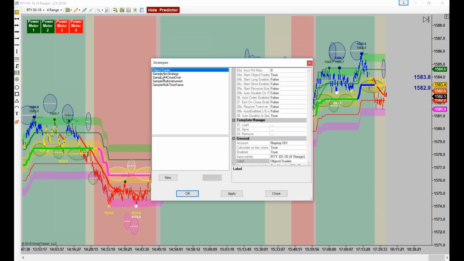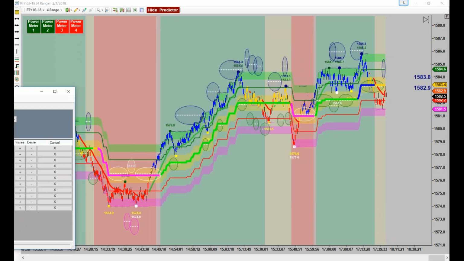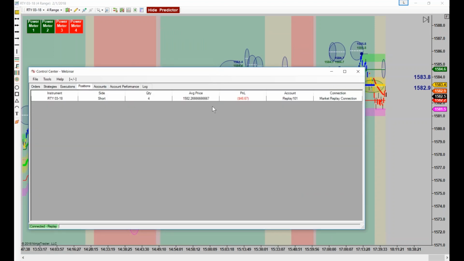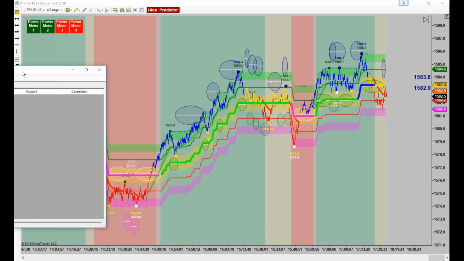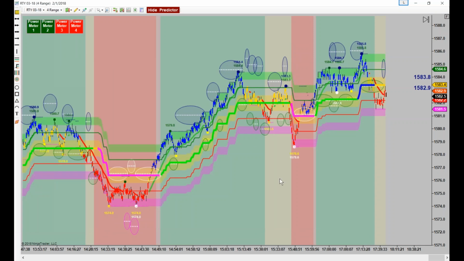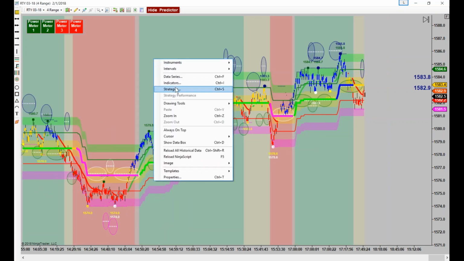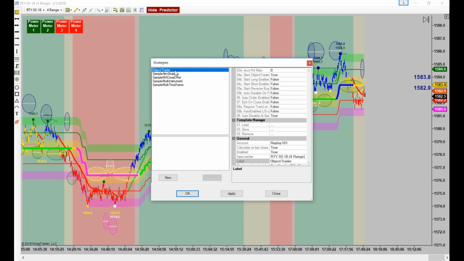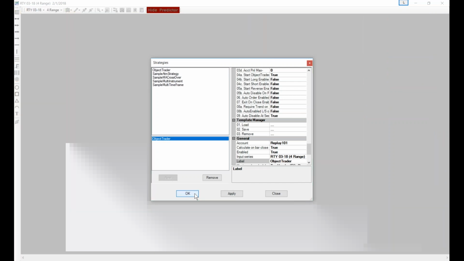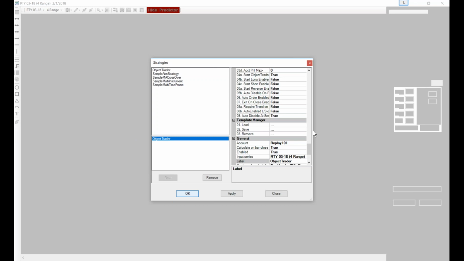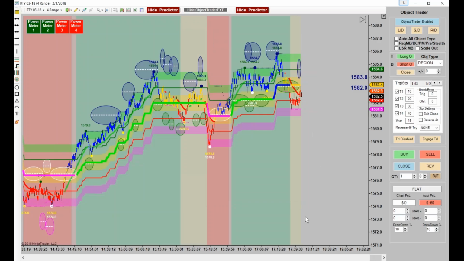Don't do that, by the way, if you're actually in a trade, because here's what'll happen to you. If you do what I just did, you're actually still in a position. Don't do that, because what you would want to do is flatten everything, or flatten at least that position, and then get ready to go again. Just because I turned object trader off on that chart does not mean that the trade was gone. So that's kind of a no-no. You don't change a template or anything else while you're in a trade.